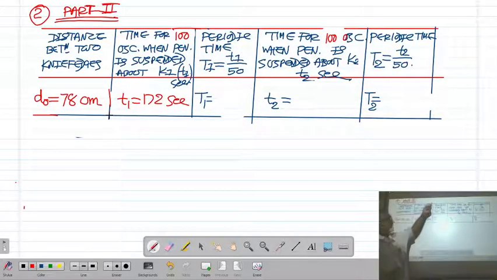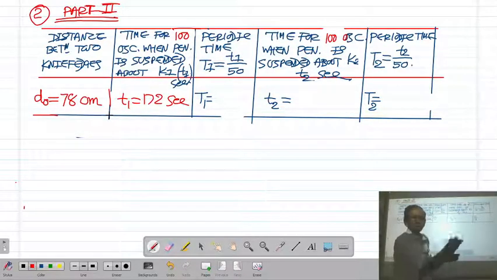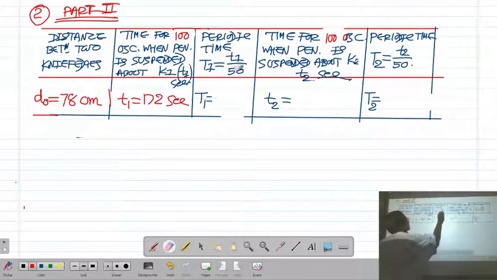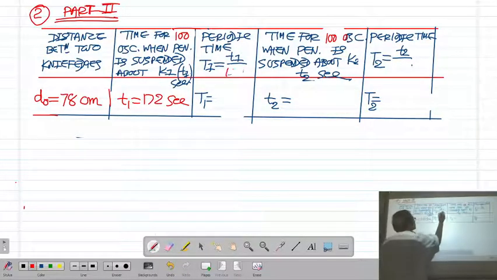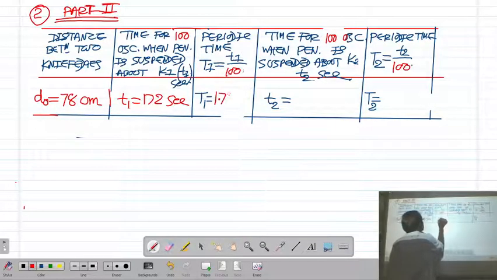Okay? Suspend the pendulum about knife edge K1 near to the wooden bar, and measure the time for 100 oscillations. Suppose it is 172 seconds. So the periodic time will be 172 upon 100. What is 172 upon 100? That comes to 1.72 seconds.